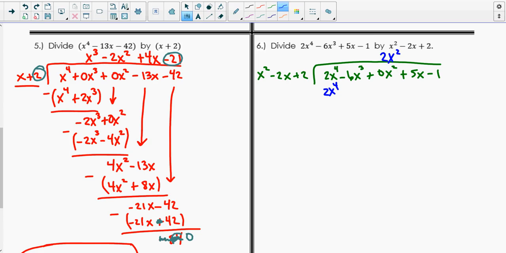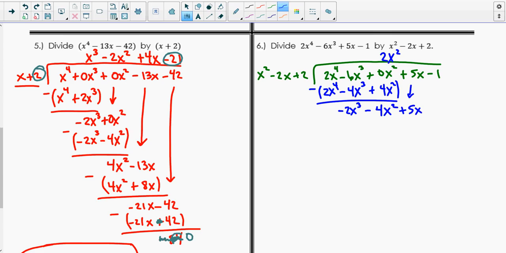2x squared times negative 2 is negative 4x to the third. And 2x squared times 2 is plus 4x squared. I'm going to put parentheses around the whole thing and subtract. My first terms cancel, which is perfect. This negative and negative make a positive. Negative 6 plus 4 makes negative 2x to the third. 0 minus 4 makes negative 4x squared. I'm going to bring down this positive 5x.